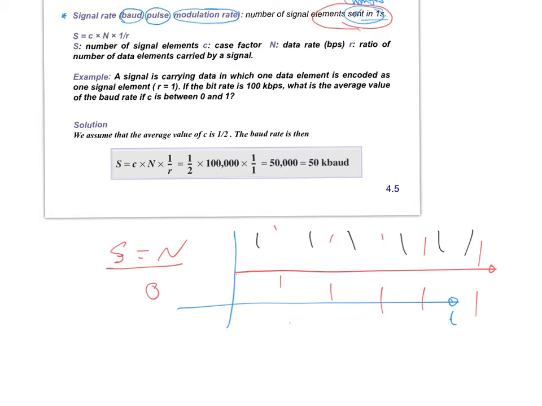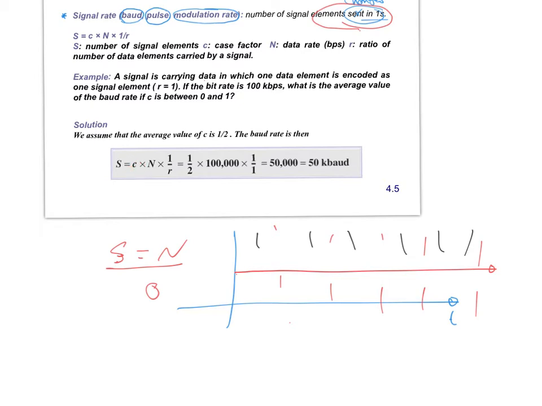So in other words, the 1 over R is the rate of signal elements divided by the data elements. That means how many signal elements we use to represent the data elements. So the more signal elements we use to represent the data elements, the higher the signal rate or the frequency. So 1 over R here means the rate of signal elements divided by the data elements. And the more signal elements we use to represent the same data elements, the higher the signal rate or the frequency. So that makes sense.